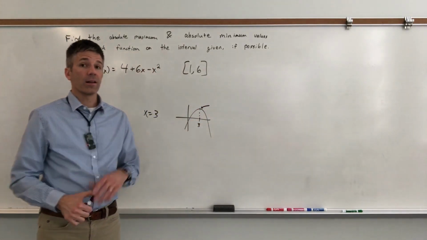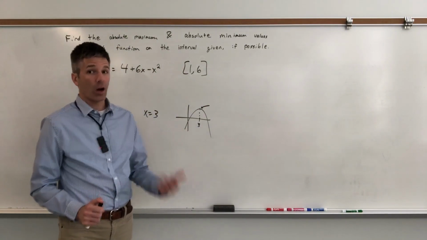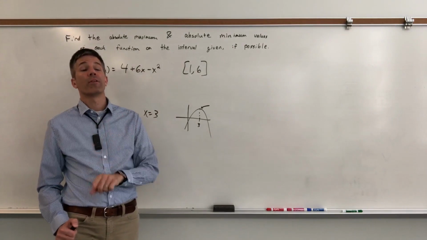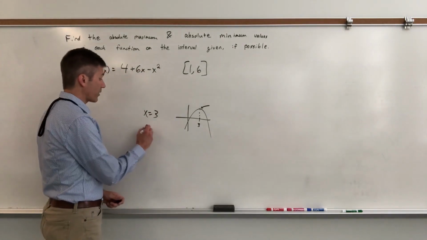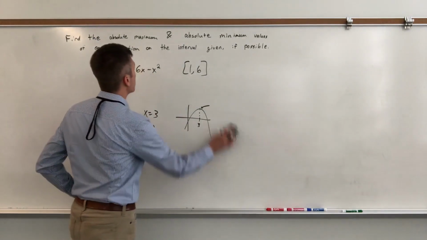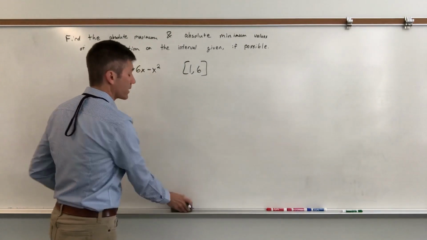So there are a lot of students that can get points taken off if they don't read carefully. Find the maximum or minimum value of the function. So when I'm done, I have to find f of 3, if that's even the answer to this one. I just made that up. So let's keep reading. On the interval given, if possible.